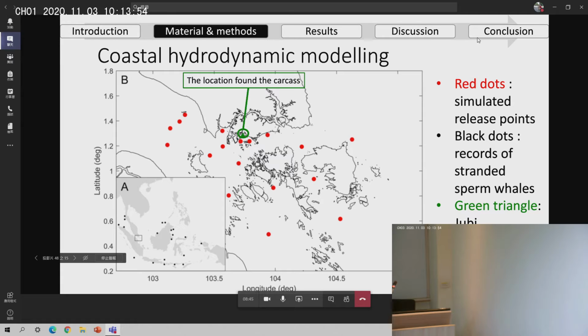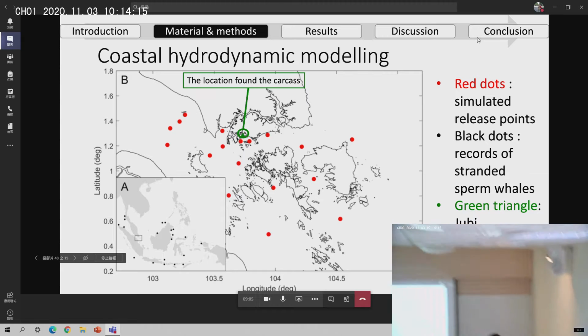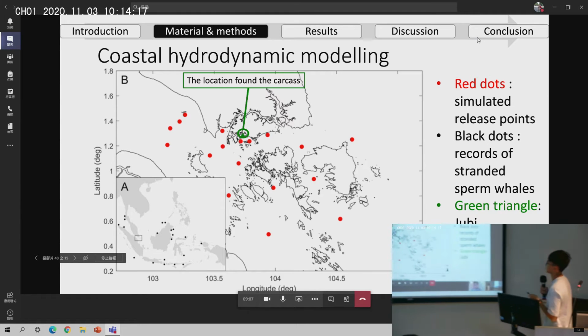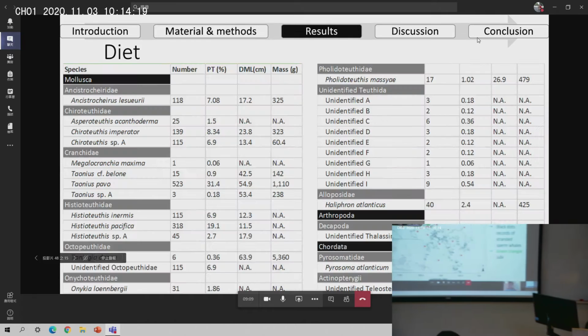This map is before we run the models. You can see in map A there are a lot of black dots. These mark the strandings of sperm whales, and we used them as a reference to design the red dots. The red dots are the simulated release points, and this triangle is the location of the carcass.